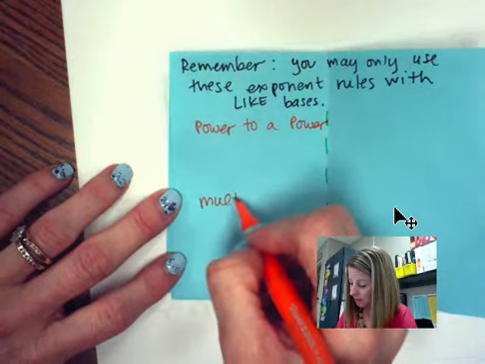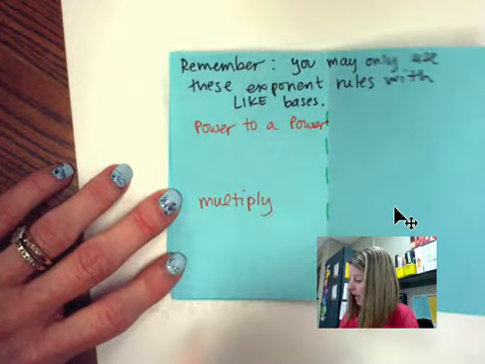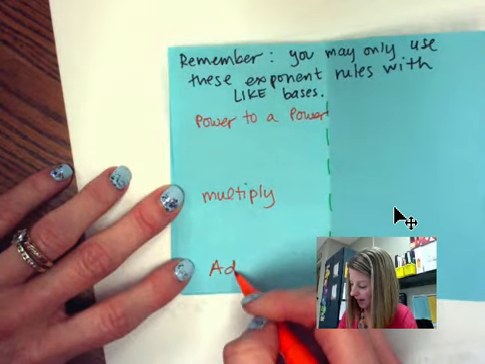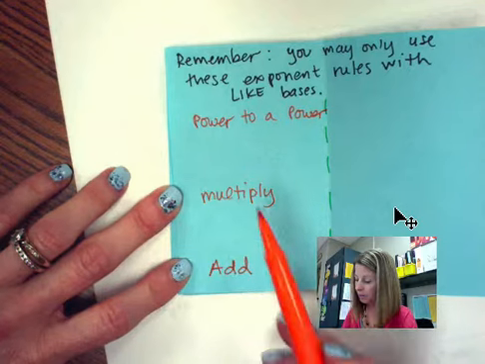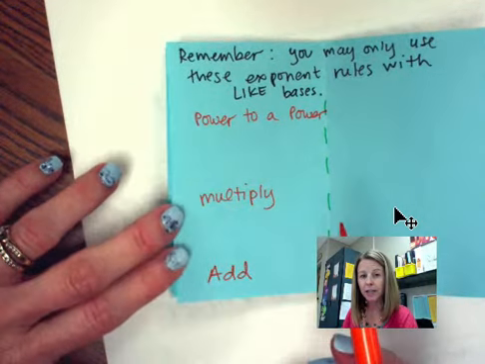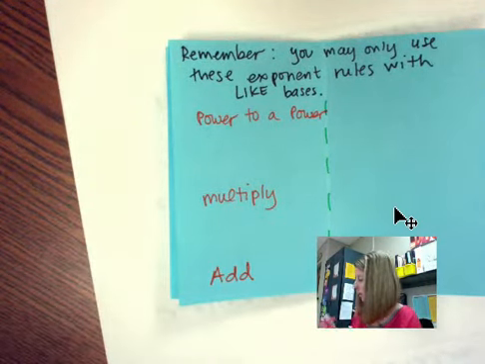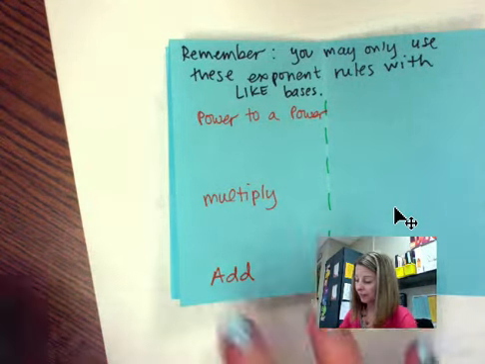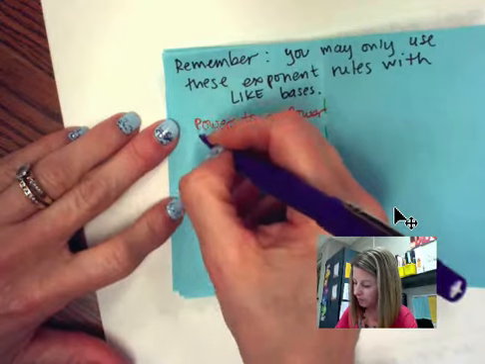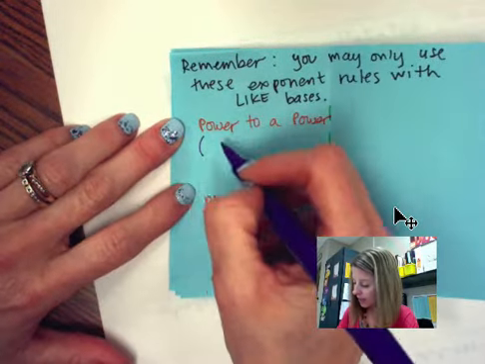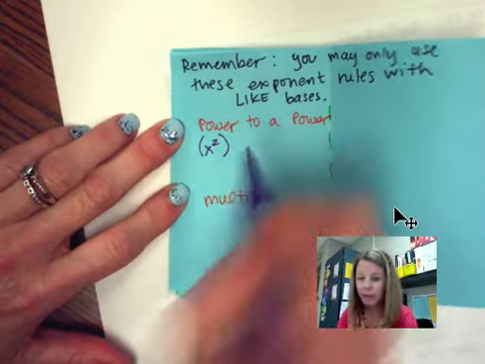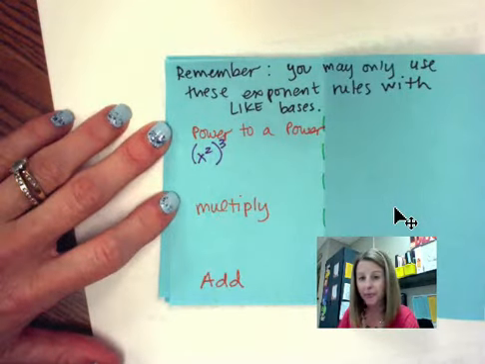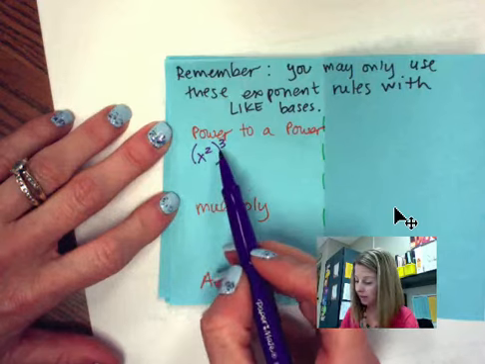Multiply. And then leave a section, we'll write an example, and then at the very bottom I'm going to write the word add. Okay, so we have power to a power, multiply, and then add. Okay, so going back to power to a power, I'm going to write the following example. So I'd like you to open up your parentheses and write x to the 2nd power, and then close your parentheses, and then raise that to the 3rd power. So it should look like this, x to the 2nd to the 3rd.